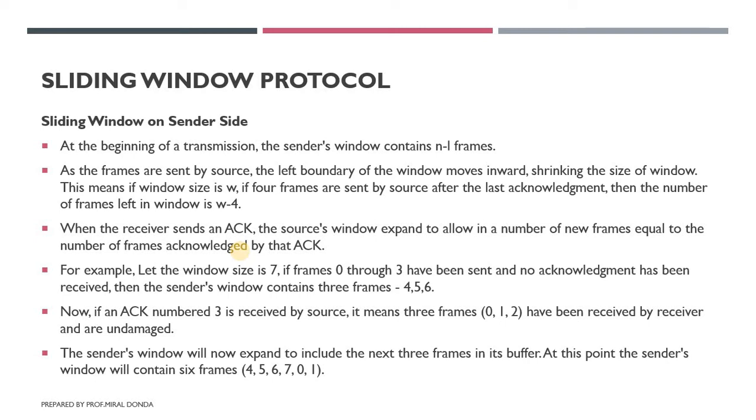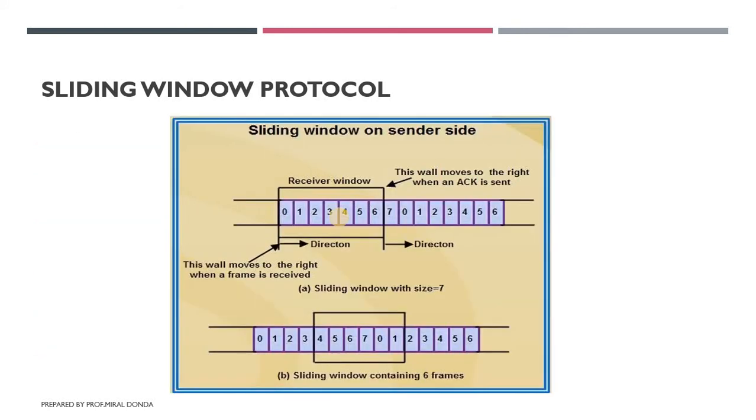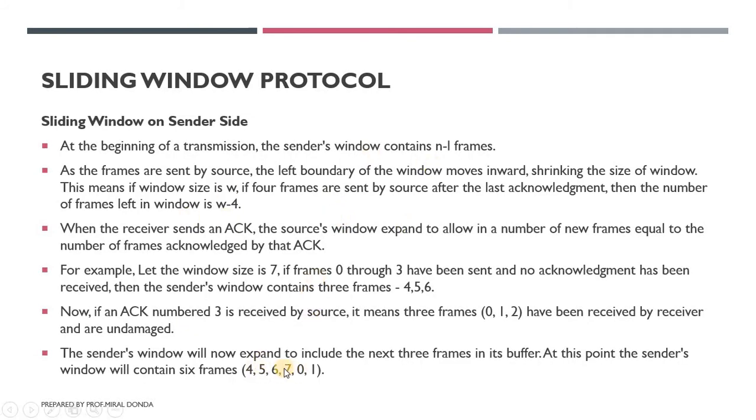So the sender's window will now expand to include the next 3 frames in the buffer. The received acknowledgement number can be used to increase the sender's window. At this point the sender's window will now expand to 6 frames. We already know the remaining frames are 4, 5, 6, and now it allows 3 more frames to be included. After 6 come 7, 0 and 1. So these are the next frames that need to be included. This is how the frames are included.